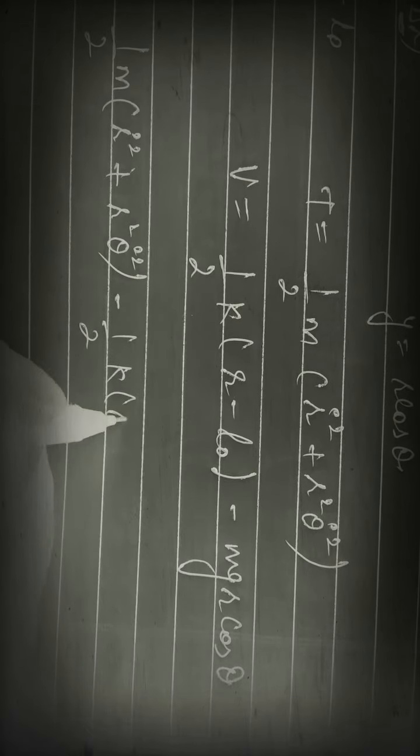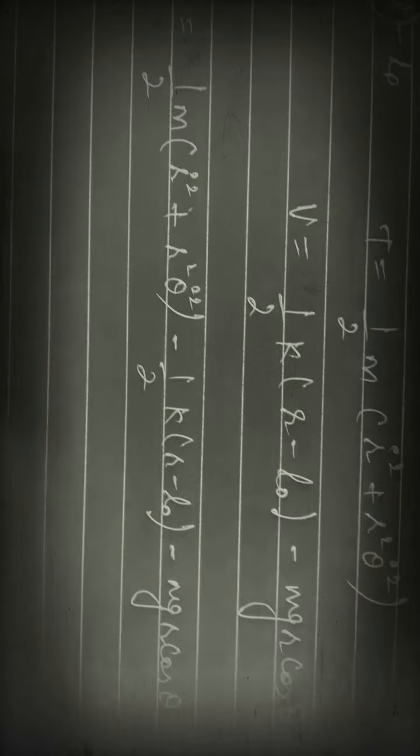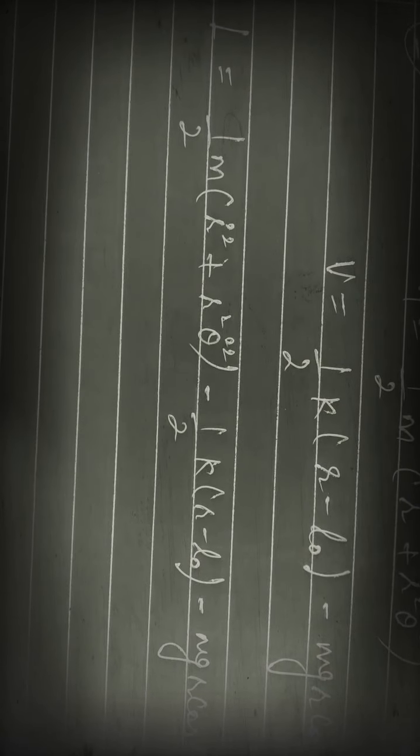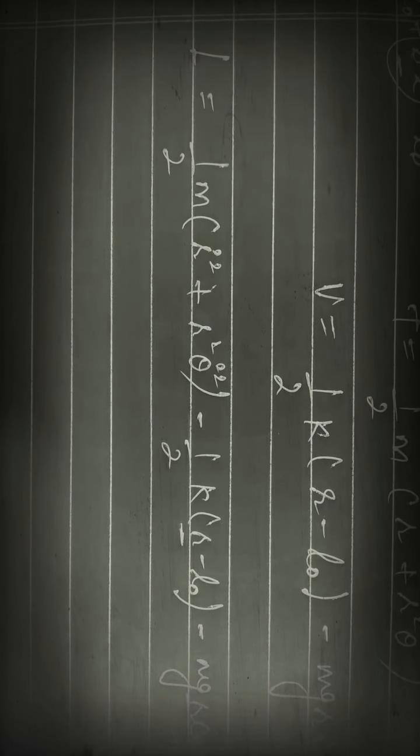Now T is ready, V is ready, and combining both, L will be half m times r dot square plus r square theta dot square, minus half k times r minus L0 squared, plus mgr cos theta. This is your Lagrangian. So the first part is done, writing the Lagrangian in polar form. There are two generalized coordinates, r and theta, and only two were allowed. Is there any cyclic coordinate? No, there is no cyclic coordinate, as theta is present and r is also present. So there is no conservation of momentum.